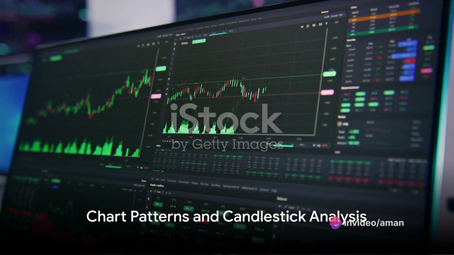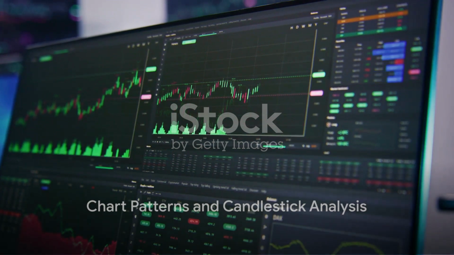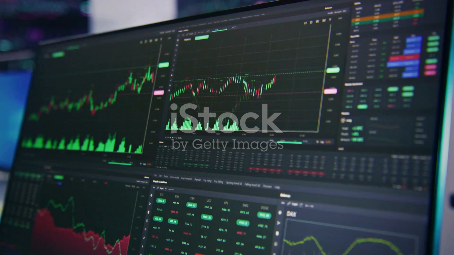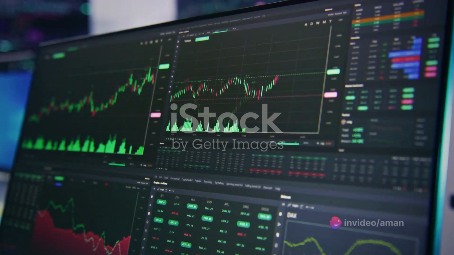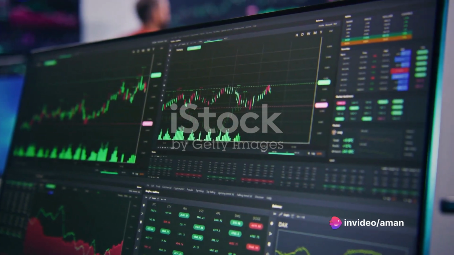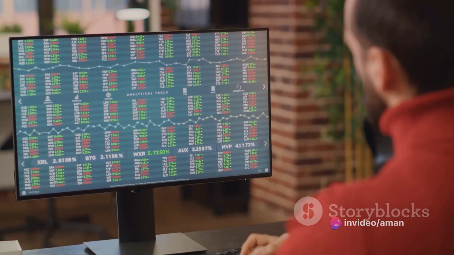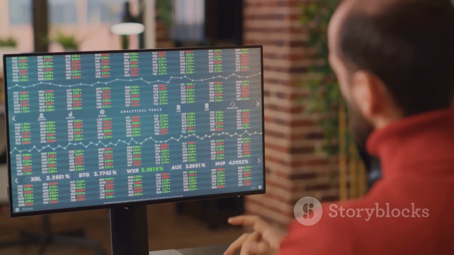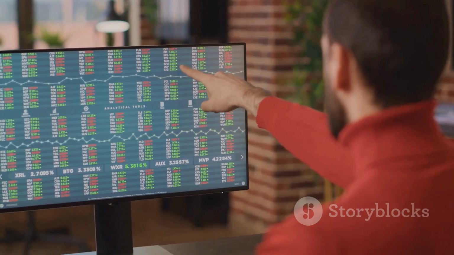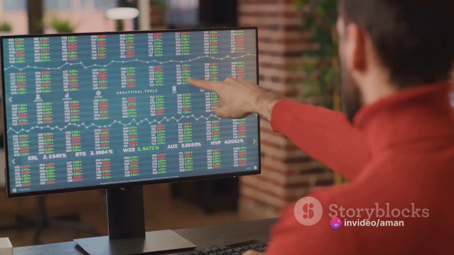Chart patterns and candlestick analysis are essential tools in a technical analyst's toolbox. As we navigate the world of technical analysis, it becomes clear that patterns can act as a roadmap, guiding us through the market's twists and turns. Let's talk about some common chart patterns first. Imagine these patterns as the footprints of market psychology, each one telling a story of supply, demand, and trader sentiment.